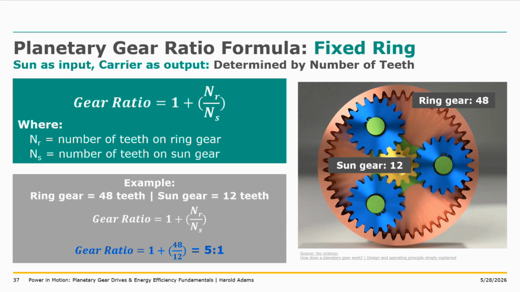Here is the formula for gear ratio with a fixed ring configuration. So in order for us to know what the actual ratio is for this specific gear train, we have to take the number of teeth on the ring gear and then divide them by the number of teeth on the sun gear.